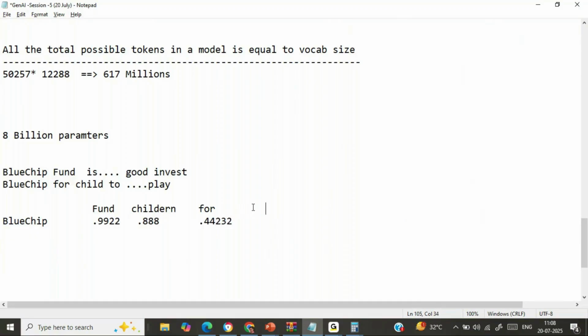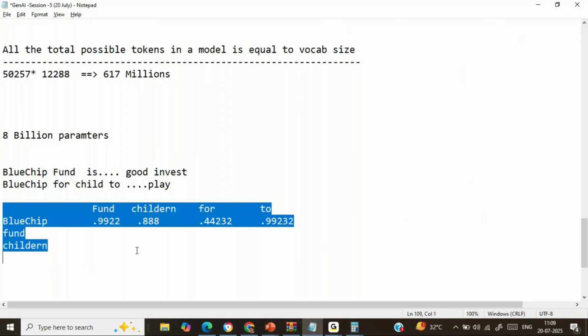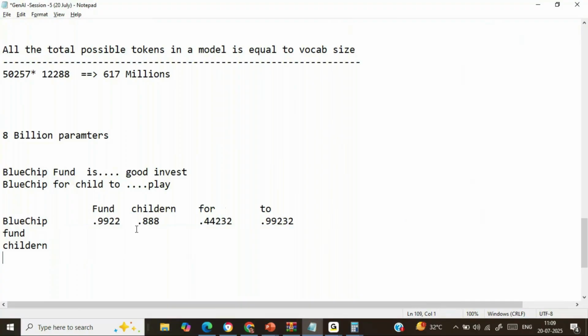So based upon blue chip fund is good, 'for' has 0.4423 and 'to' has 0.9923. So blue chip, and with respect to the fund and all, the fund and children will also have weights like this. The matrix will be prepared in this way, blue chip fund children, and there will be different weights. Once we create the matrix, you will get a better understanding.